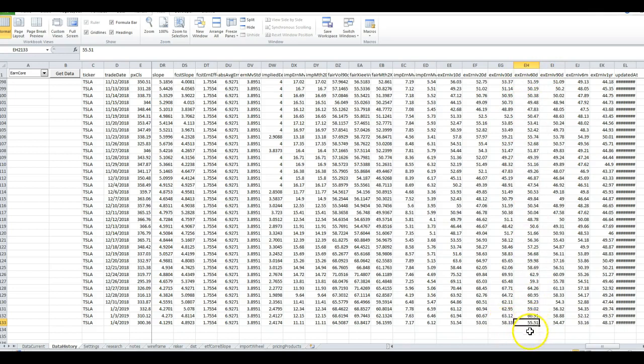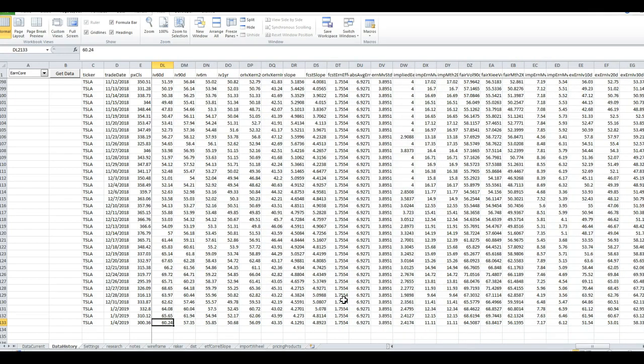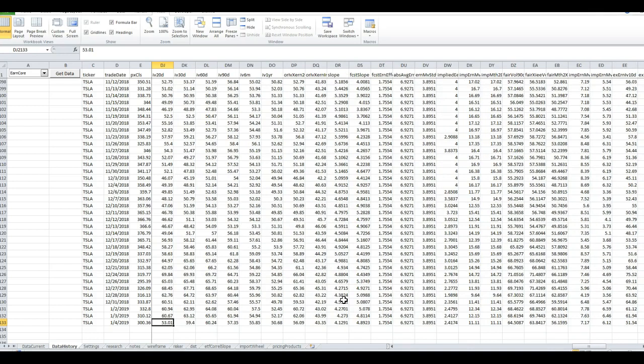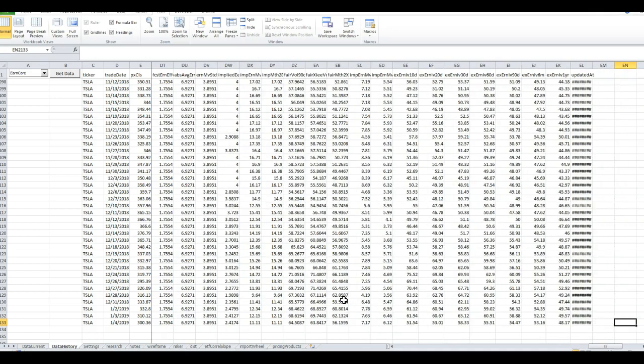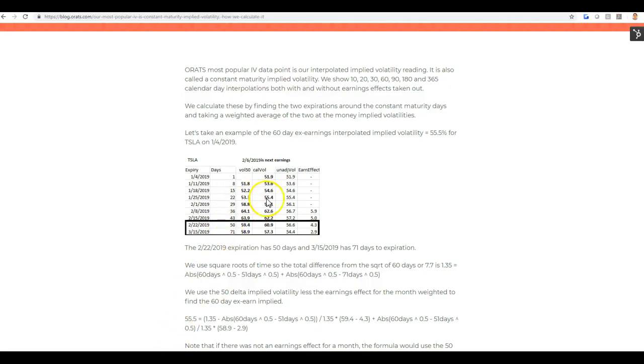And it's interesting to compare that, and we'll scroll over to the non-ex-earnings. So here's the non-ex-earnings, which is 60. And you could see that in 20 days, it's 53.01. Let's go over and see the 20-day 53.01. So that tells us that in 20 days, there's no earnings, and we could see there's no earnings effect. So in those cases where there's no earnings effect, the ex-earnings volatility is the same as the volatilities with earnings still in them.